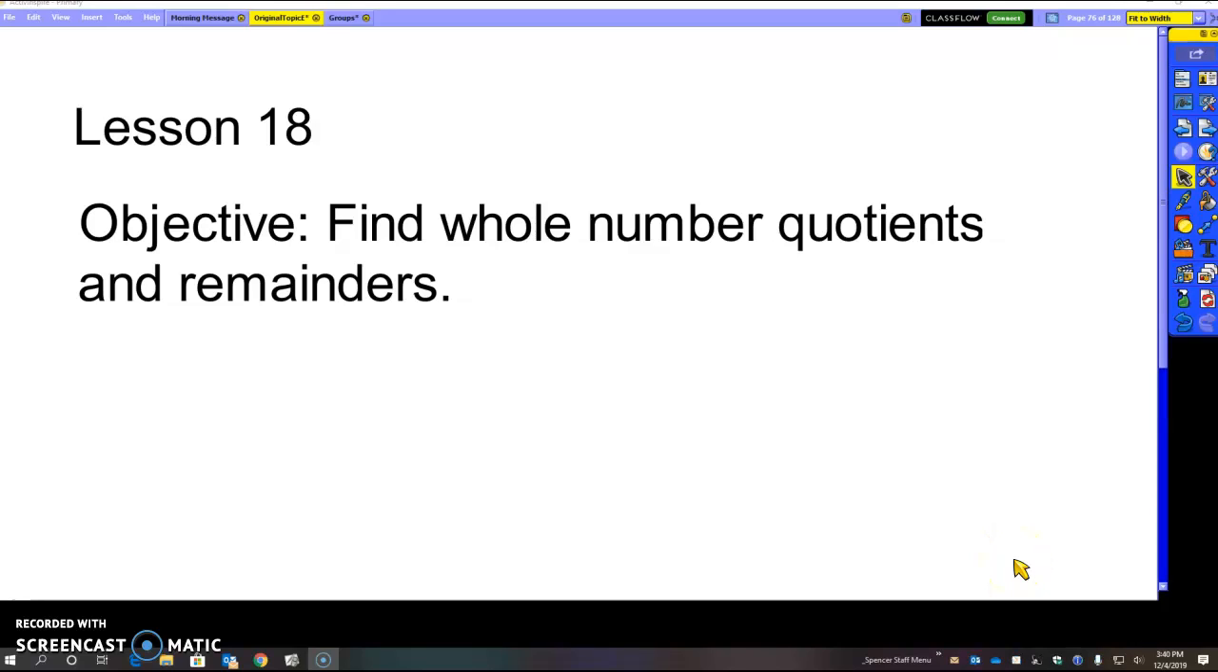Hello there, fourth graders. We are going to continue using our division algorithm, and we are going to find whole number quotients and remainders. So today we're going to get thrown any number, and we're going to be able to divide it into groups. Okay, so lesson 18.